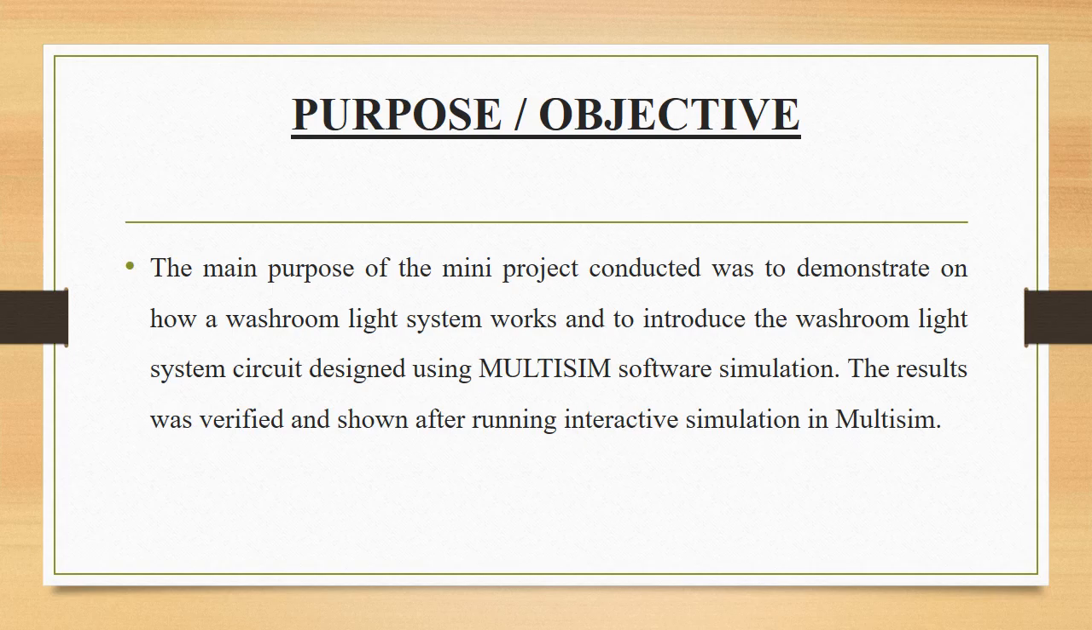The purpose and objective of our mini project. The main purpose of the mini project was to demonstrate how a washroom light system works and to introduce the washroom light system's circuit design using Multisim software simulation. The result was verified and shown after running an interactive simulation in Multisim.